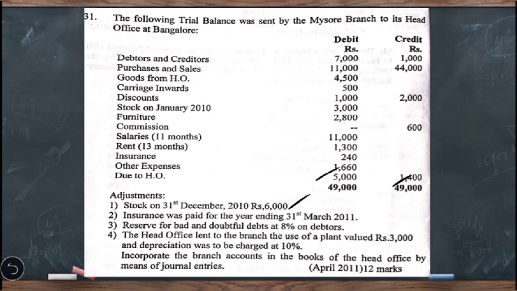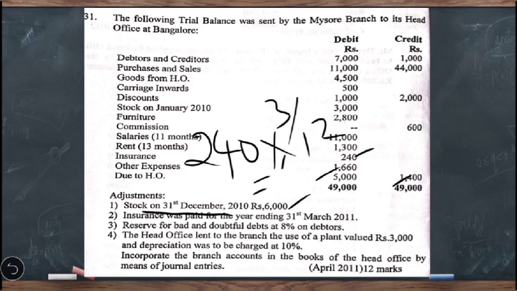So now when you see the closing stock date, the current financial year ends on 31st December 2010. So which means that the insurance has been paid in advance for the next 3 months. Okay. So now how to calculate the prepaid insurance amount? Total amount of insurance paid here is 240. So 240 into 3 by 12, you get 60 rupees. So this is the prepaid insurance amount.